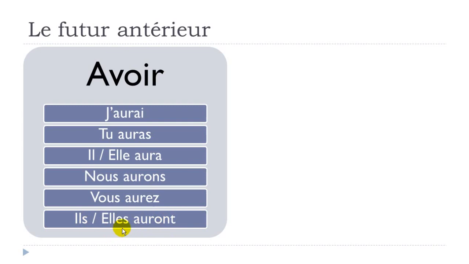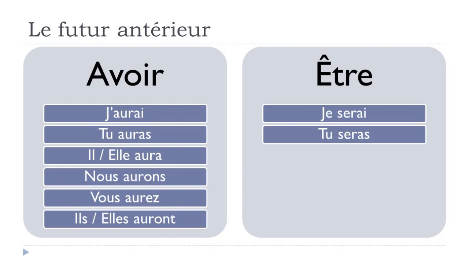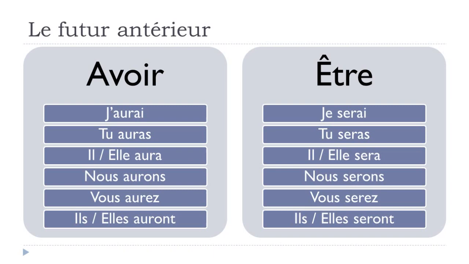Alright, so, j'aurai, tu auras, il aura, elle aura, nous aurons, vous aurez, ils auront, elles auront. All right? Then now for être. Je serai, tu seras, il sera, elle sera, nous serons, vous serez, ils seront, elles seront.